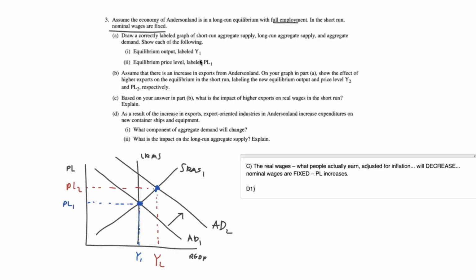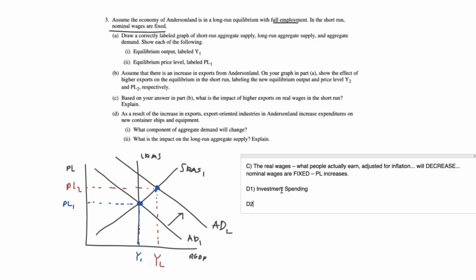Let's go on to D1. It says, as a result of the increase in exports, export-oriented industries in Anderson Land increased expenditures on new container ships and equipment. Okay. The first part asks, what component of aggregate demand will this change? This is a freebie, right? If you think about aggregate demand, what are the things that make it up? You have consumer spending, you have government spending, you have investment spending, you have net exports, right? So this one, if you're spending more on container ships and equipment, that sounds like investment, right? You're investing in new equipment and new ships to maybe in the future increase your exports. So this one is just investment spending.